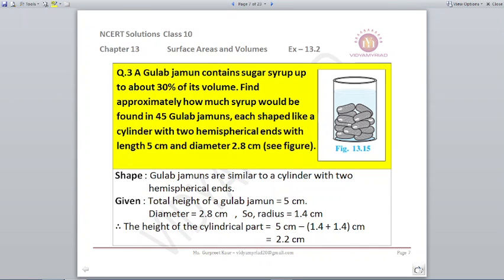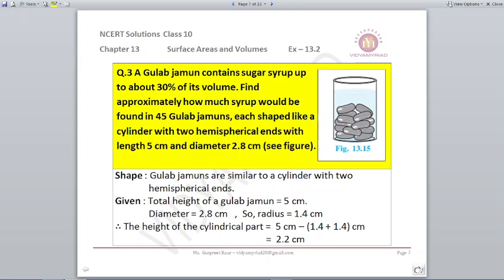Next, a gulab jamun contains sugar syrup up to 30% of its volume. Find approximately how much syrup would be found in 45 gulab jamuns, each shaped like a cylinder and two hemispherical ends with the length 5 cm and diameter 2.8 cm. Now here the shape is, we are given gulab jamuns. This gulab jamun is made up of a cylinder shape with the two hemispherical ends. Now total height of the gulab jamun is given to us as 5 centimeters. Diameter is given to us as 2.8, so radius becomes 1.4.